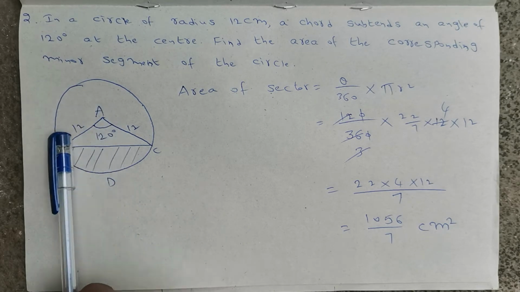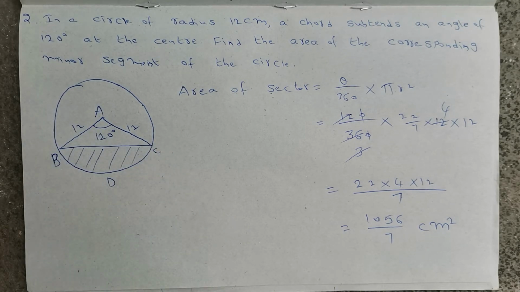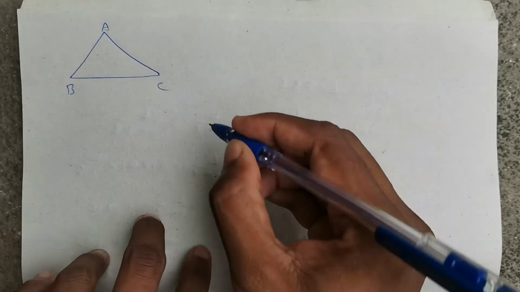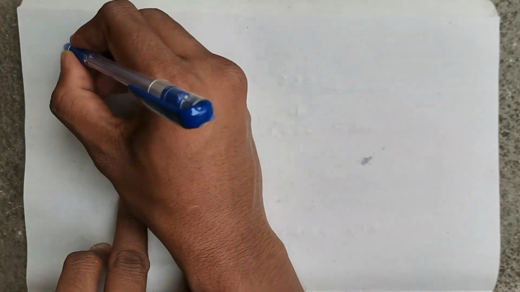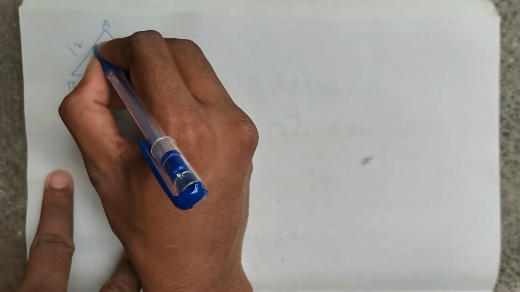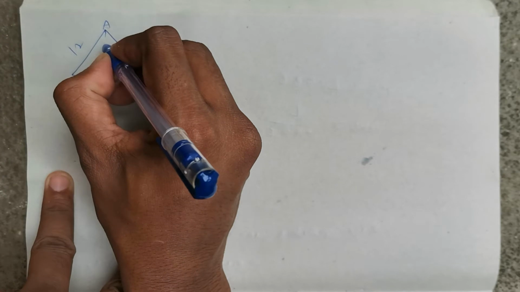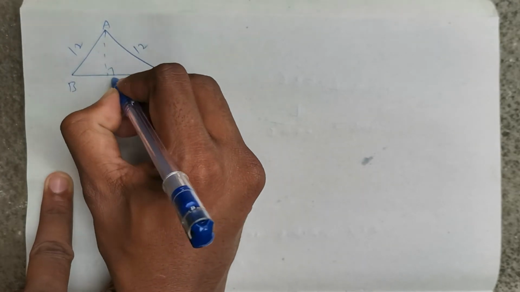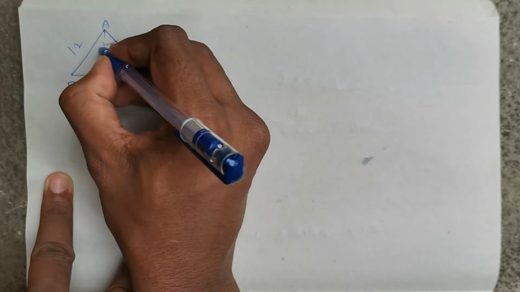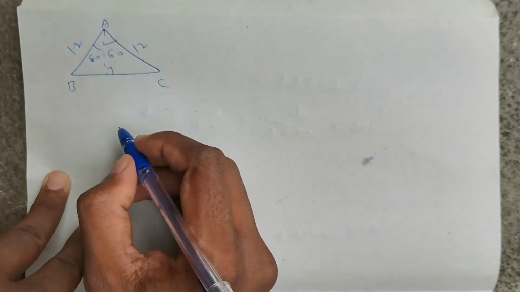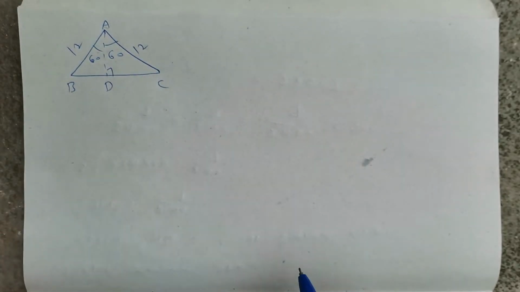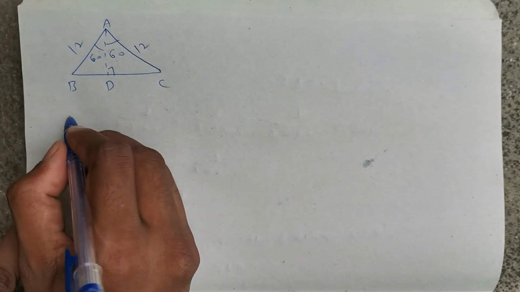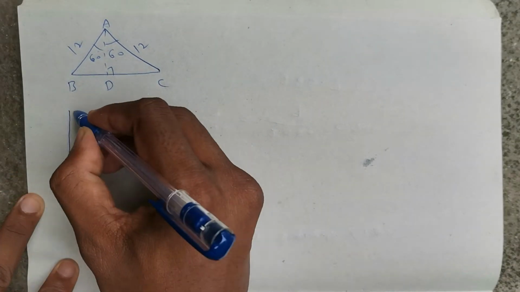Okay, now we need to find out the area of this triangle. So let us draw this triangle separately first. For the triangle, he said that these two radii are 12, 12 and the angle is 120 degrees. So what I will do, I will draw one vertical line exactly here. So this will become 60 degrees as well as this will become 60 degrees. And I will name this point as D. So now this right side part triangle I am drawing here separately.